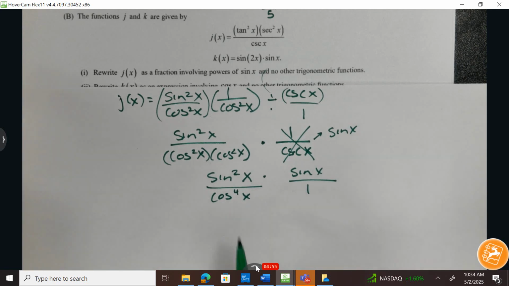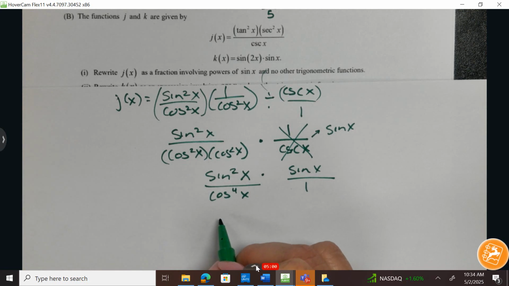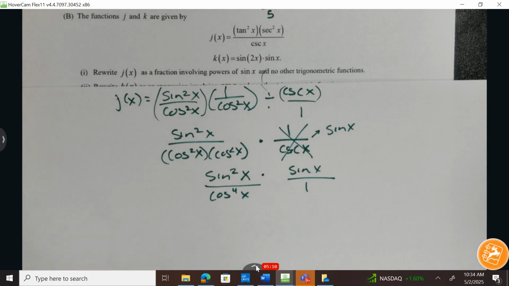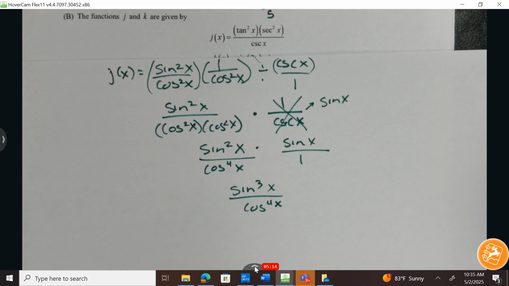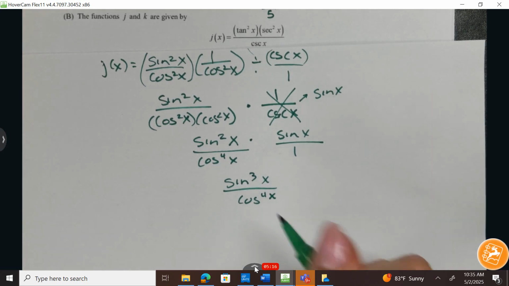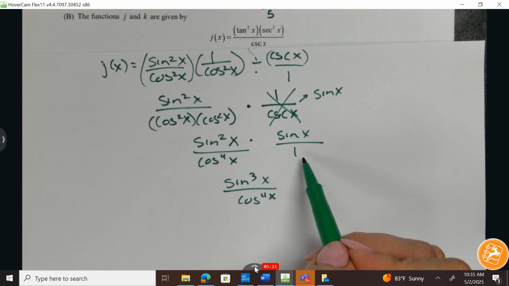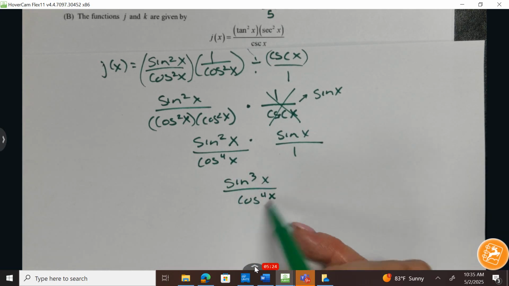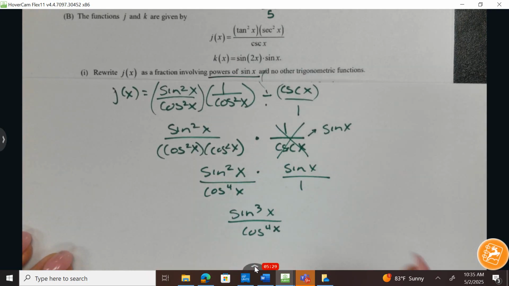Alright, let me keep going here. This is what I have right now. So I've rewritten 1 over the cosecant as a sine of x, and so I have sine cubed x over cosine to the 4th. And I know that I need to rewrite this as a power of only sine.